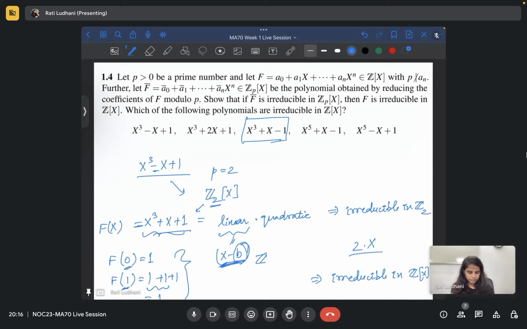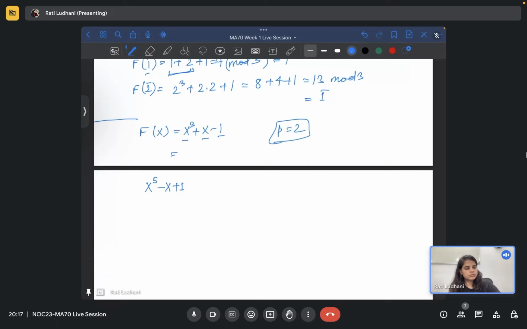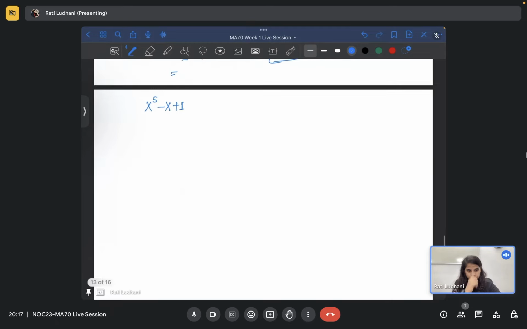Ma'am, let's try x to the power of 5. Can we try x to the power of 5? Yeah, okay, this is the same. So let's try this out. x raised to power 5 minus x plus 1. Okay, so for this one also p equals 2 could work.